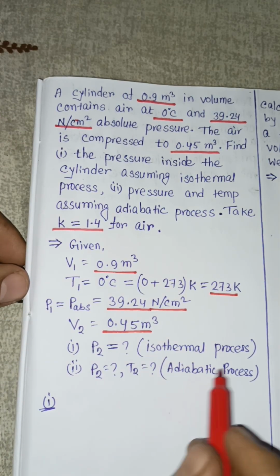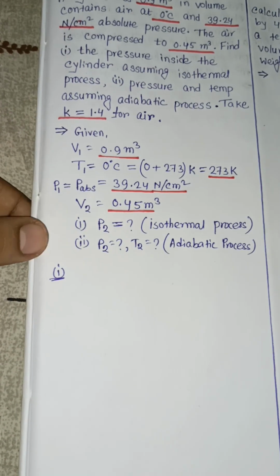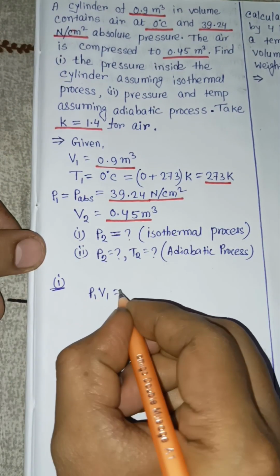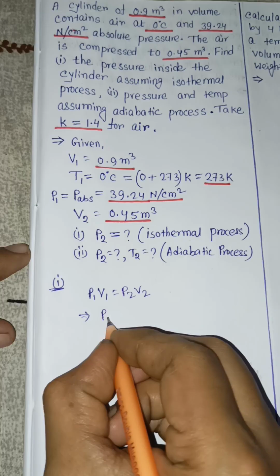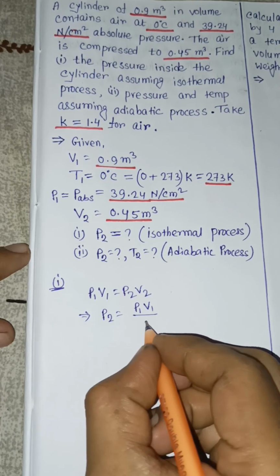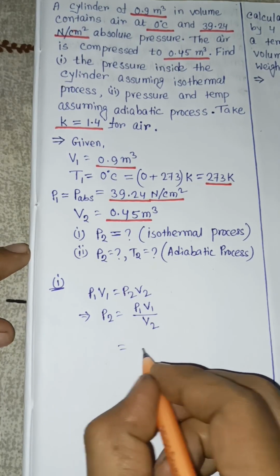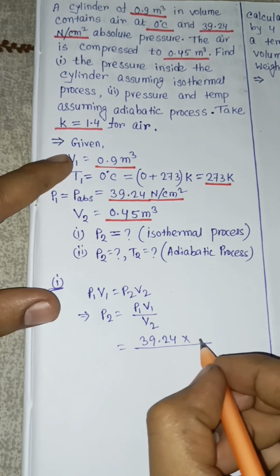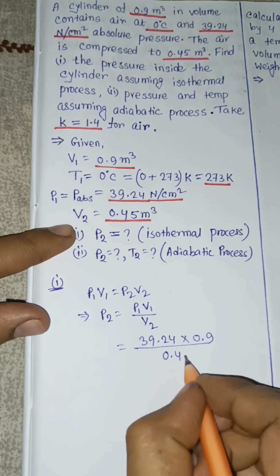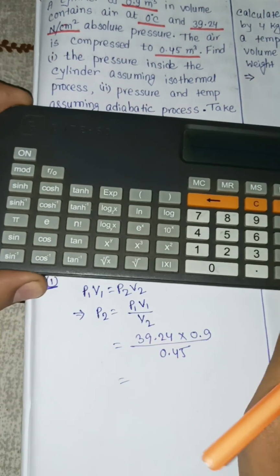T2 for adiabatic process. So we know that for isothermal process, P1 V1 is equal to P2 V2. So from here, if you want to find out P2, that is equal to P1 V1 by V2. What is the value of P1? That is 39.24. What is the value of V1? That is 0.9. What is the value of V2? That is 0.45.